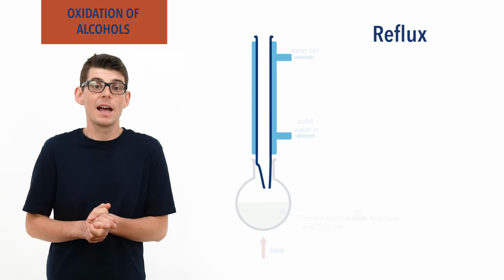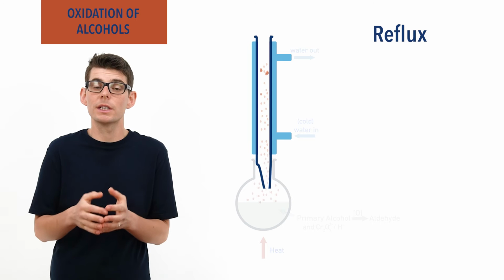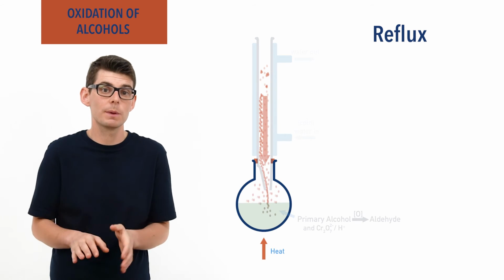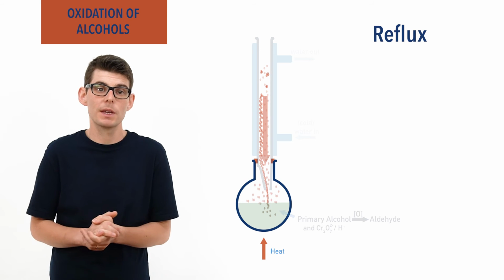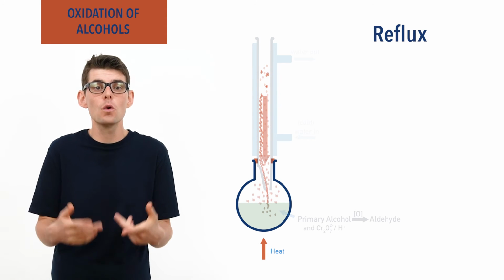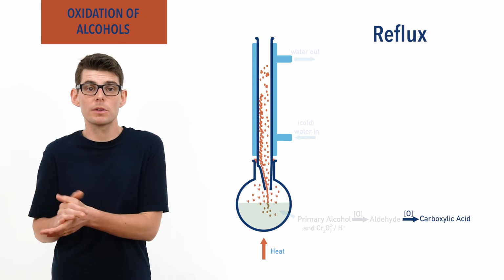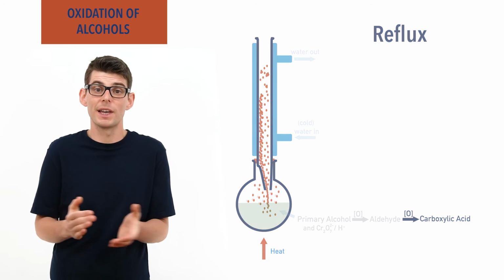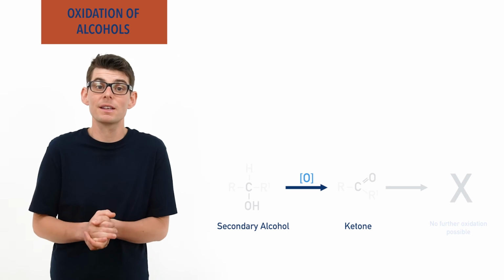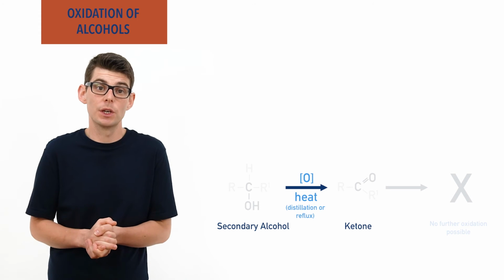This means as vapors of the aldehyde rise out of the mixture, they are cooled and condensed into a liquid, and then gravity will cause the condensed liquid to fall back into the reaction mixture. This means no aldehyde is lost and is forced to keep reacting until it is all oxidized fully to a carboxylic acid. Secondary alcohols only have one product of oxidation, meaning it doesn't really matter if distillation or reflux is used to obtain the ketone.